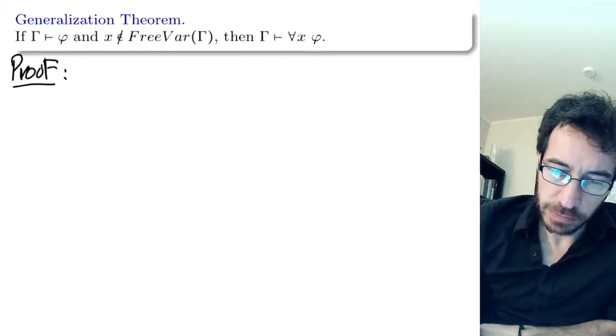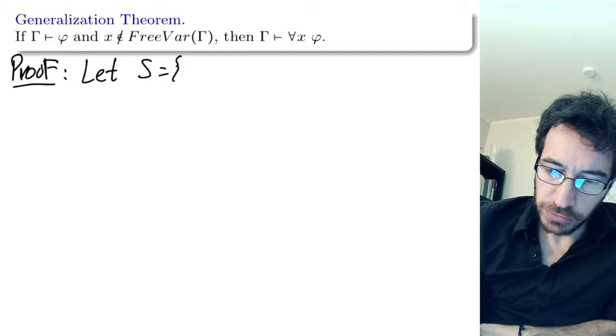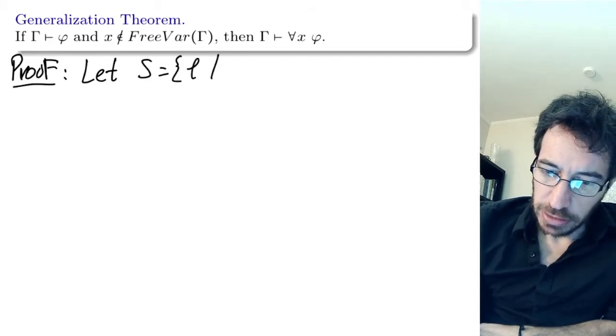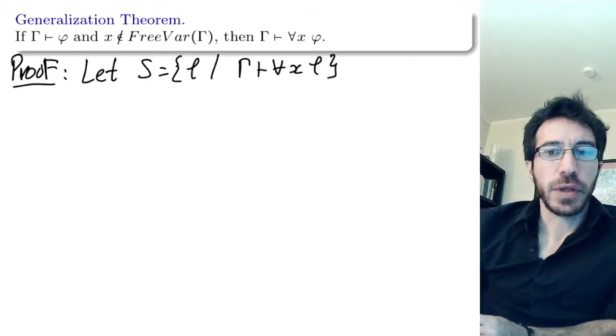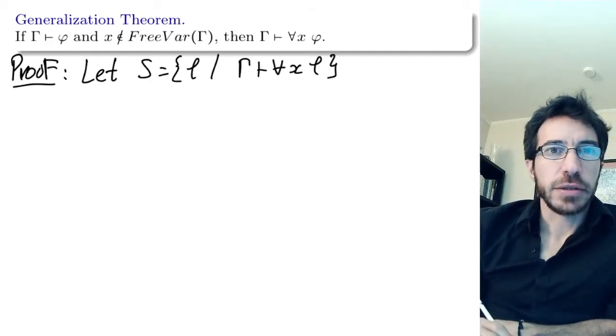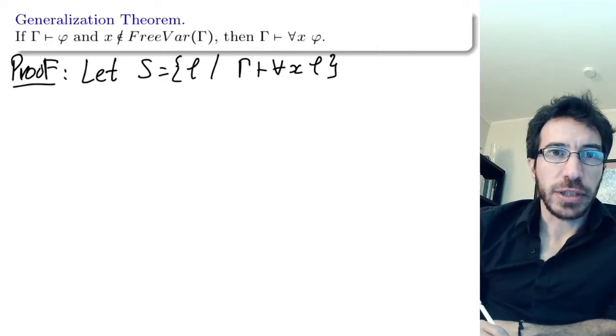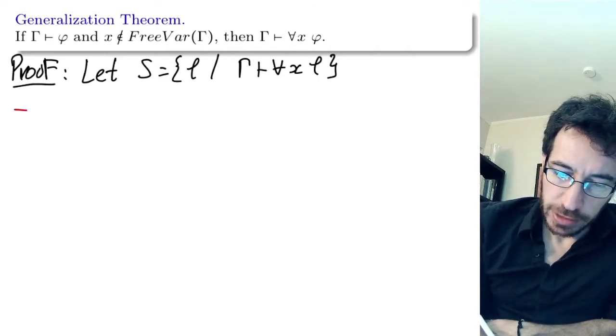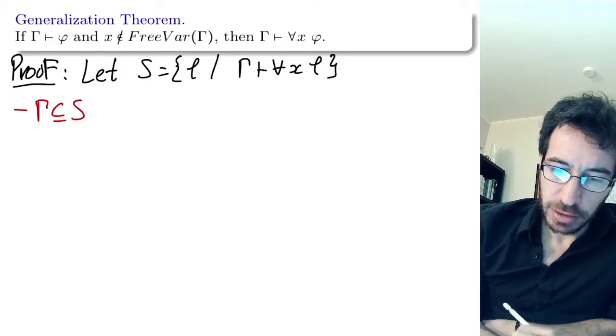Okay, so let S be the set of all phi such that gamma proves for every x phi, and let's prove that S is closed under modus ponens and contains gamma and lambda. So first, gamma is a subset of S.